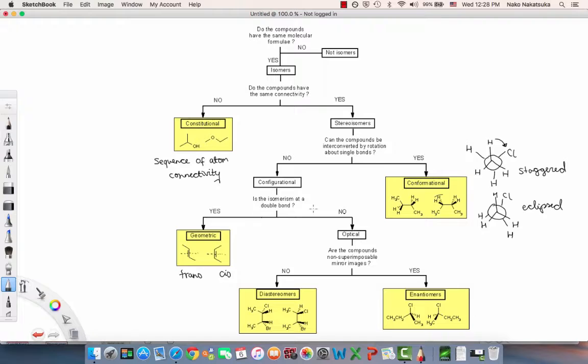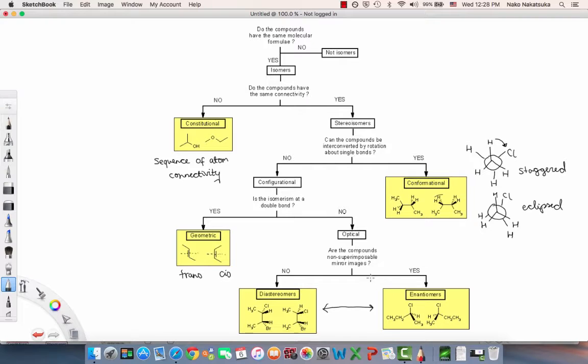But now moving on to if the isomerism is not at a double bond, then you have optical isomers. And optical isomers are something I'm going to cover later on in this topic, and they're very important when talking about stereoisomers. So optical isomers are the compound's non-superimposable mirror images. If it's yes, you get enantiomers, and if you get no, you get diastereomers. But these two I'm going to talk about in greater detail later on, so I won't get into it too much.